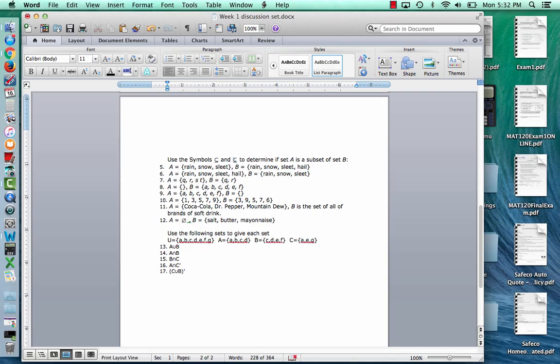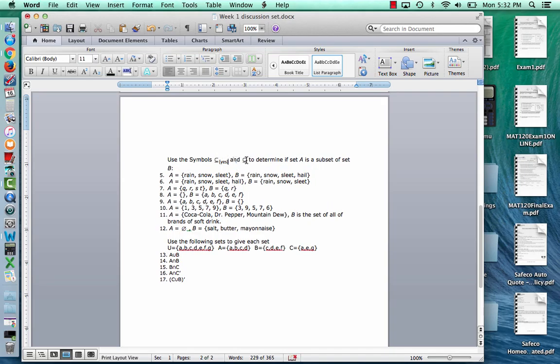If it's a subset, I'll say yes. If it's not a subset, I'll say no. It's difficult to get this not a subset symbol in our documents. So in order for a set to be a subset of another set, if A is going to be a subset of B, then everything in A must be in B. In other words, I won't be able to find anything in A that's not in B. If I find any element in A that's not in B, then I'll say it's not a subset. But if every element in A is also in B, then it's a subset.